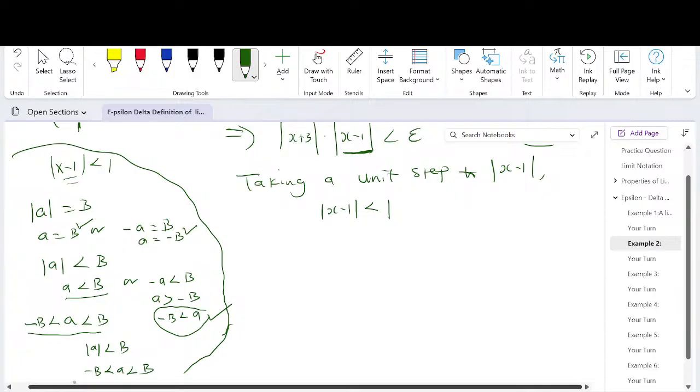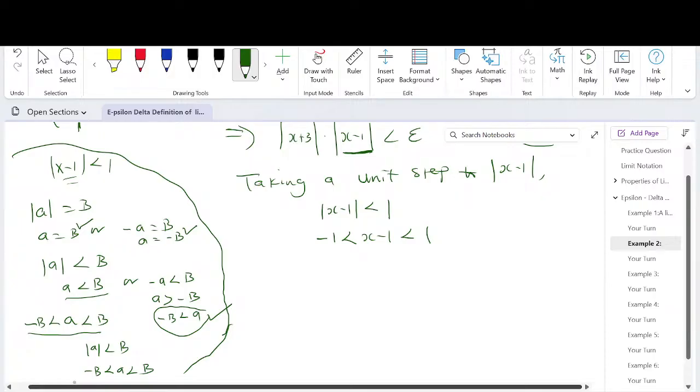So from here, instead of splitting them into two, I just write directly. I keep saying absolute value or modulus, because in vectors we have to say modulus. So the absolute value of x minus 1 less than 1 is the same as minus 1 is less than x minus 1 and x minus 1 is less than 1.